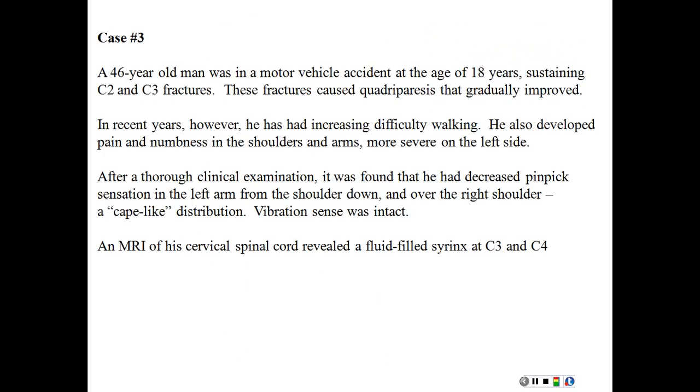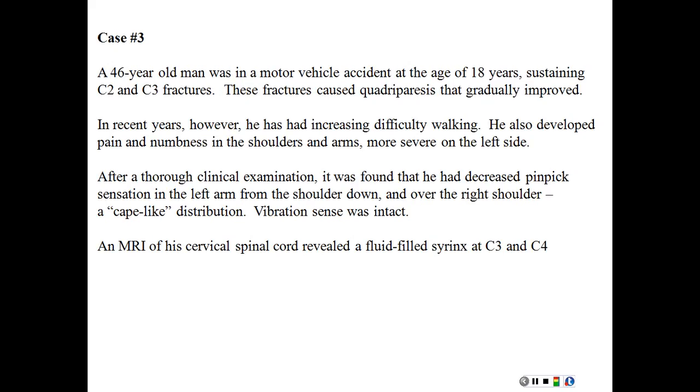A 46-year-old man was in a motor vehicle accident at the age of 18 years, sustaining C2, C3 fractures. These fractures caused quadriparesis that gradually improved. Very lucky. In recent years, however, he has had increasing difficulty walking. He has also developed pain and numbness in the shoulders. So he's had paralysis, but now he's got some weird numbness and pain that's developing over both shoulders and radiating down the arms. More severe on the left side. So there's a little asymmetry here, but that's not the noticeable thing. He's developed pain and numbness in the shoulders.